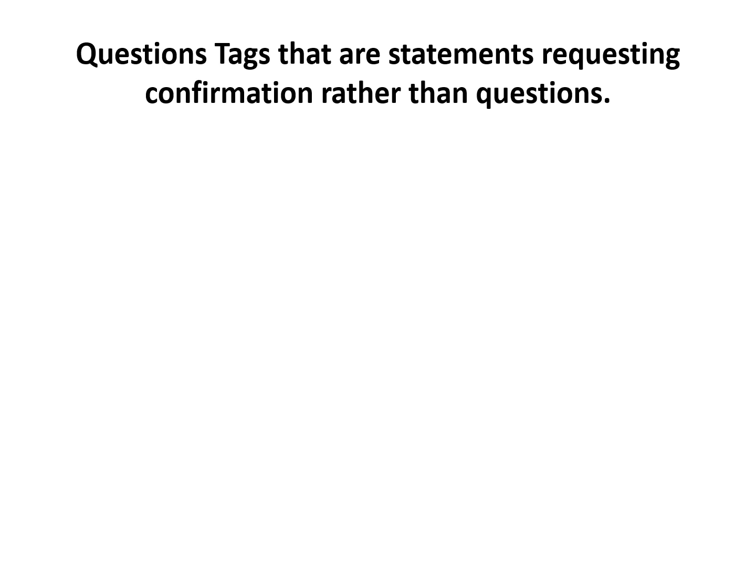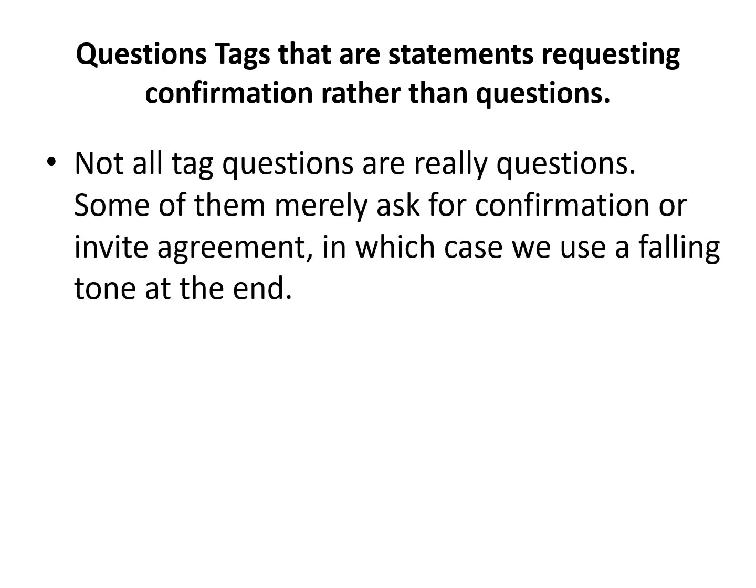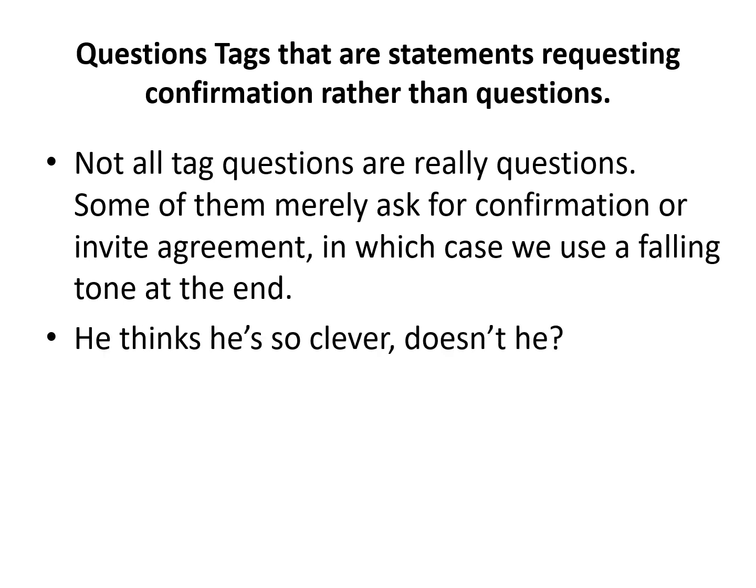Let me give you an example. He thinks he's so clever, doesn't he? The understanding is we know somebody is thinking of himself as clever, so we confirm that with a certain person. So we pronounce it like this: he thinks he is so clever, doesn't he?